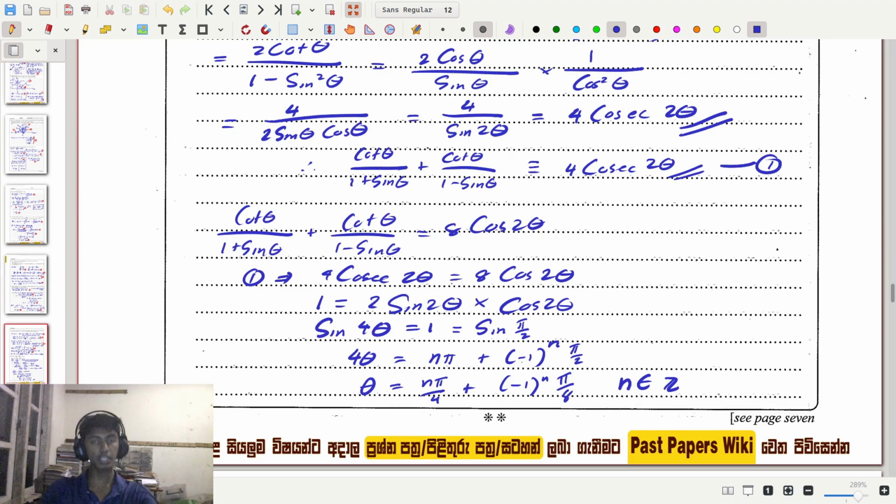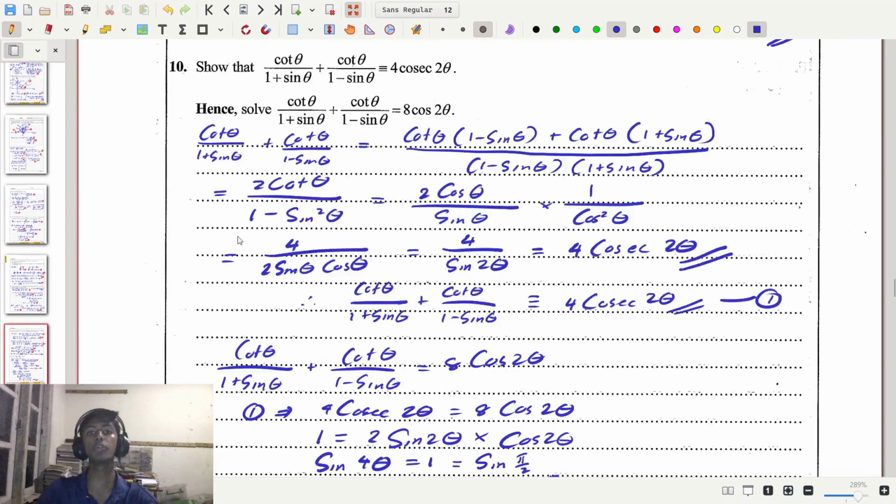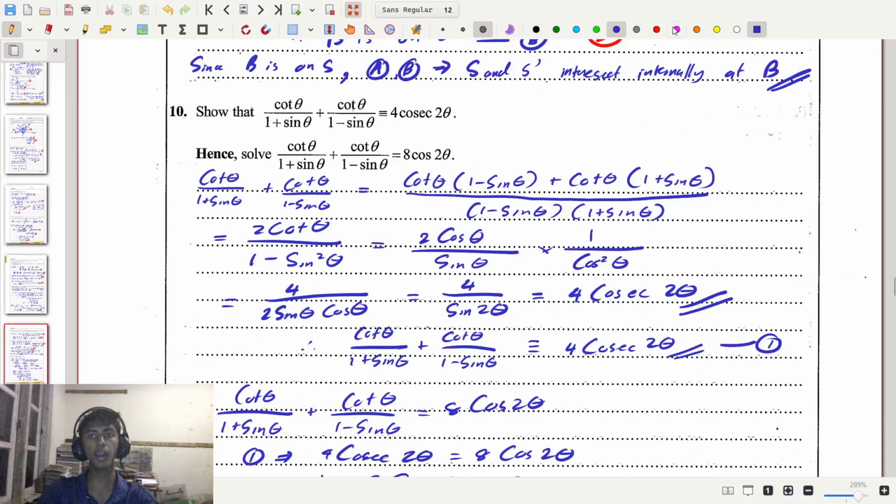So here we can see we have an infinite number of solutions for theta, and all of them are of the form n pi divided by 4 plus negative 1 to the power of n times pi by 8, where n is an element of the integers. And with that, we have completed this question by finding all the possible solutions for theta. So now let's finally discuss the marks awarded for this question.